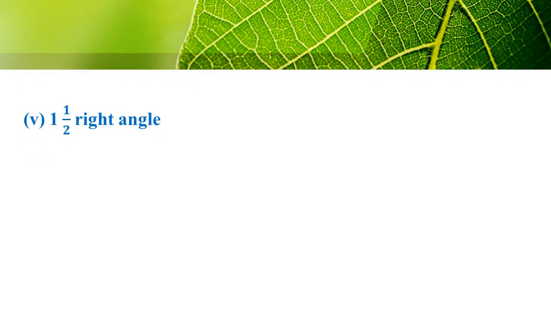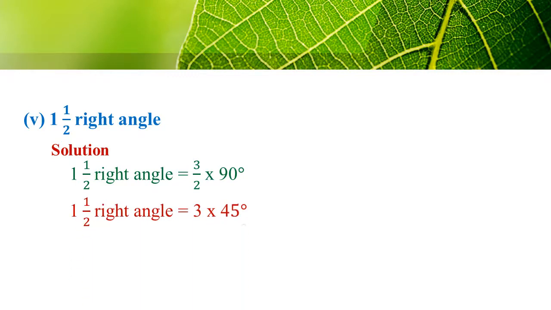1 and 1 by 2 right angle. Here that is given in mixed fraction, convert into improper fraction, isn't it? Yes. So when you convert into improper fraction, we'll get 3 by 2 multiplied with 90 degree. So when you simplify, we'll get 3 multiplied with 45 degree. 3 times 45 degree is 135 degree.